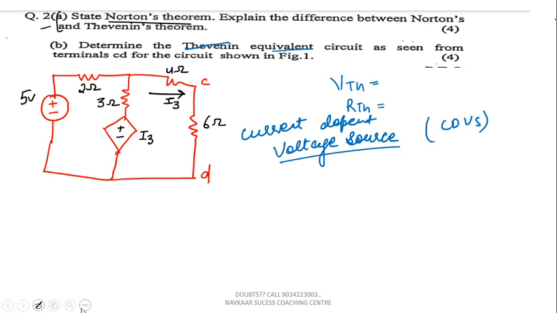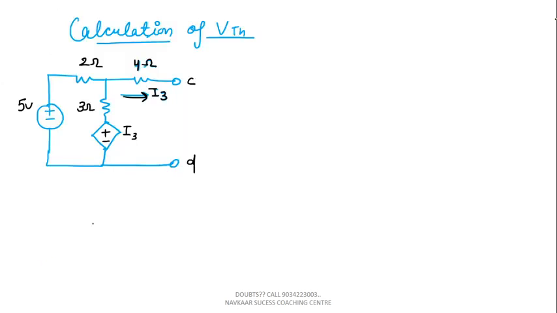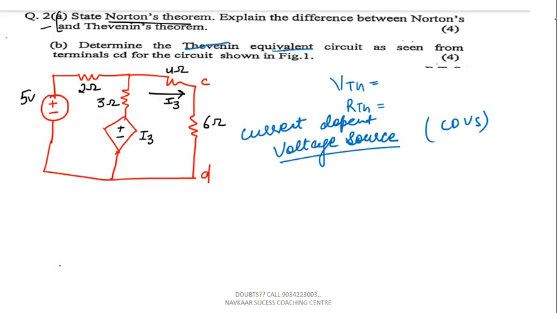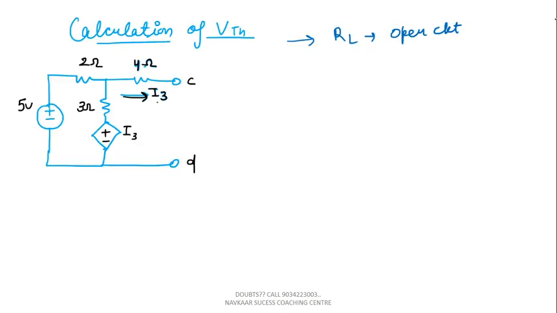So let's calculate VTH first. As you know, for calculation of VTH we need to follow certain steps: RL must be open circuited. So we have removed the RL. What was the RL they have given across the C and D terminal? That is 6 ohm. So we have removed the RL. Now we need to calculate the VCD value, that must be equal to VTH.